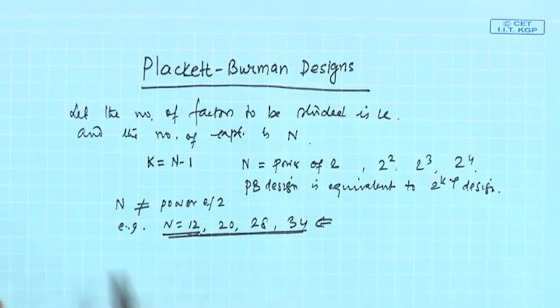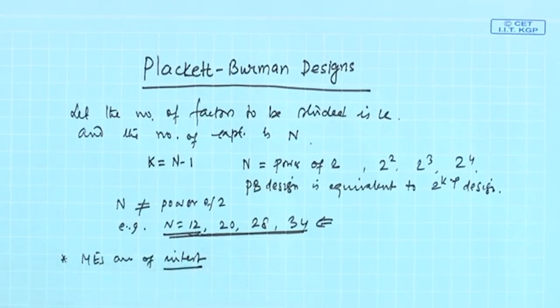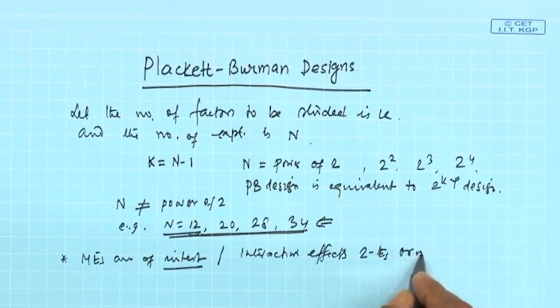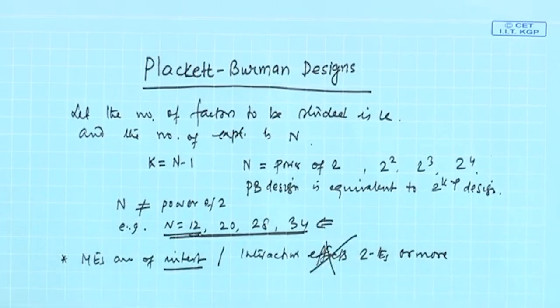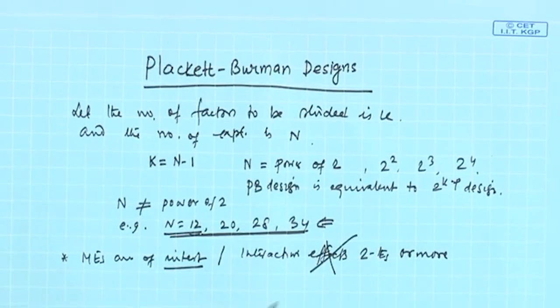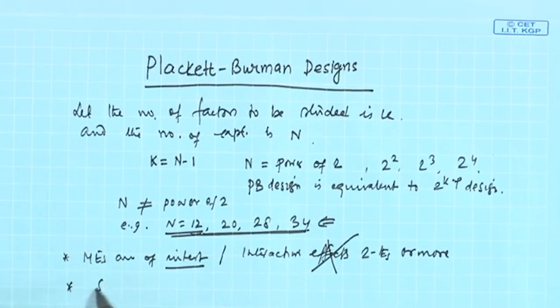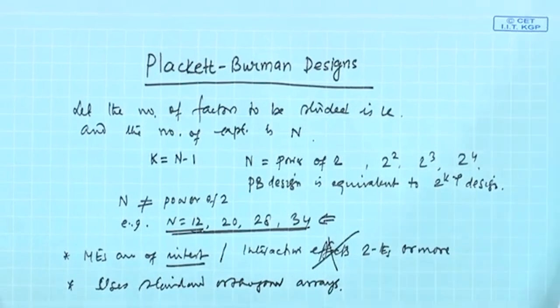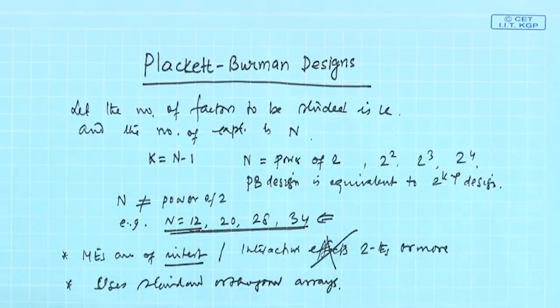So, in Plackett-Burman design, often the main effects are of interest. So, we are not interested in interaction effects, whether they are two-factor interactions or more. Okay. It uses standard orthogonal arrays. Okay. Another interesting issue here in Plackett-Burman design is when we use fractional factorial design like 2 to the power k minus p design.